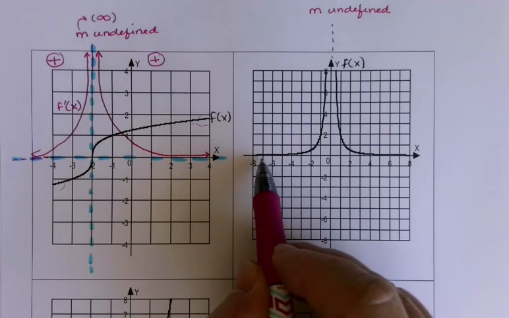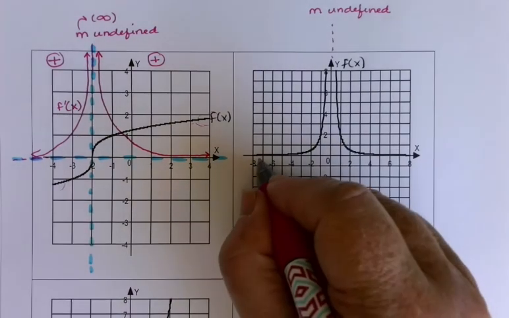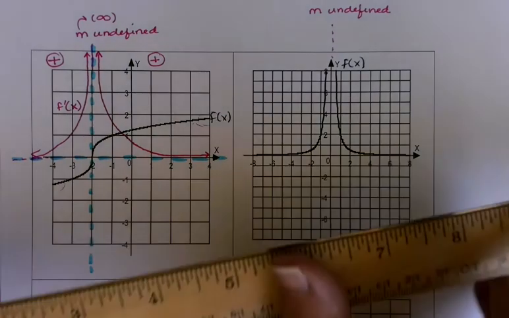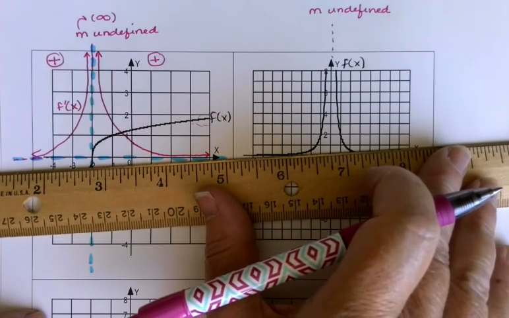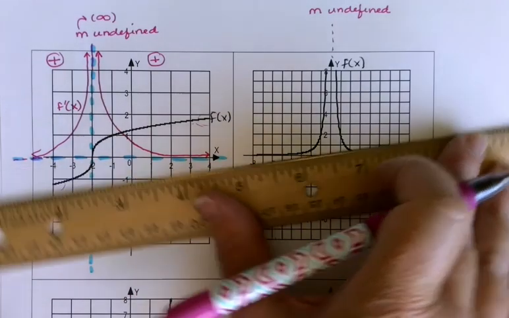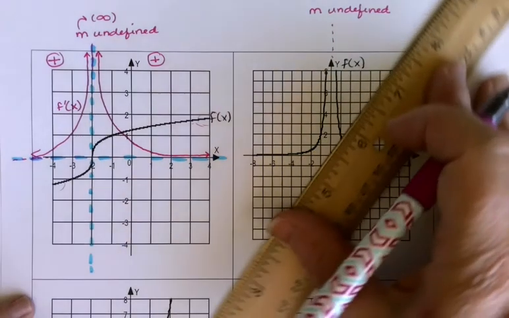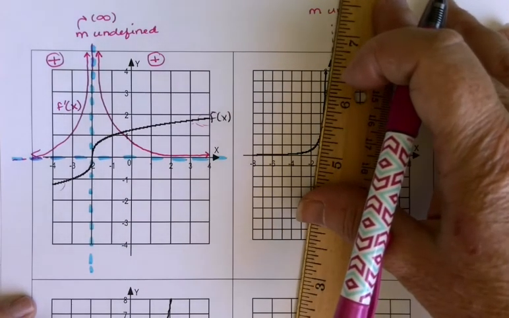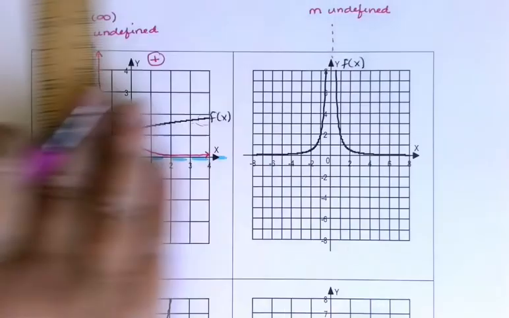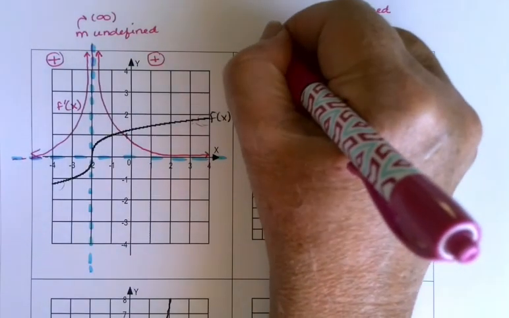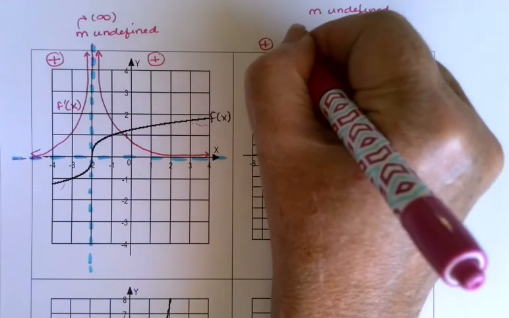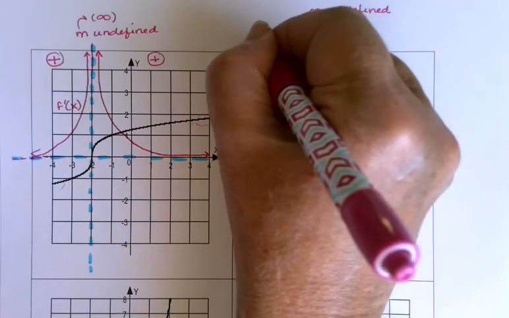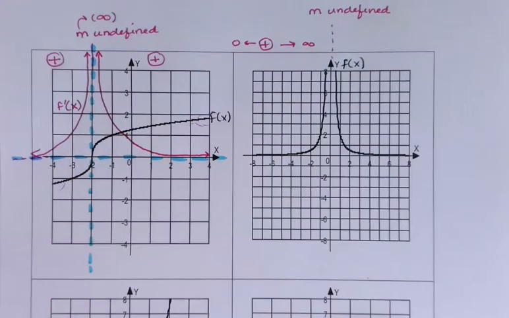On the left side, I can see that my tangent lines would all have positive slopes, right? Really small positive slopes over here, getting larger and larger and larger as I approach that vertical asymptote. So positive slopes here, tending toward infinity on this side and toward 0 on that side.